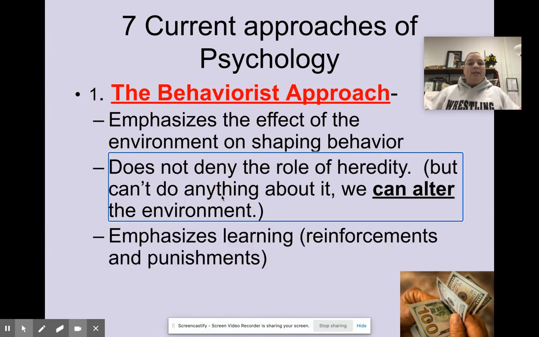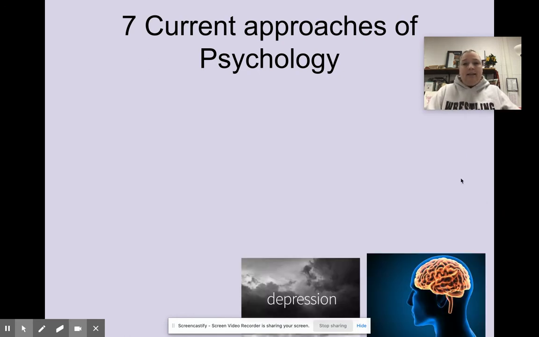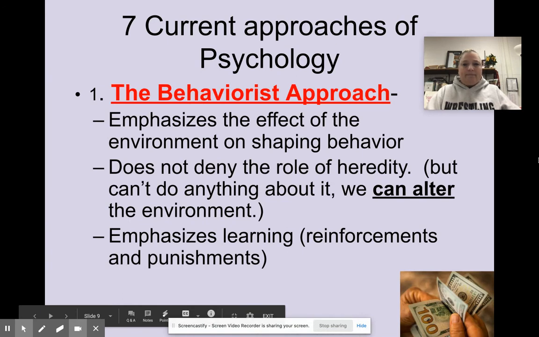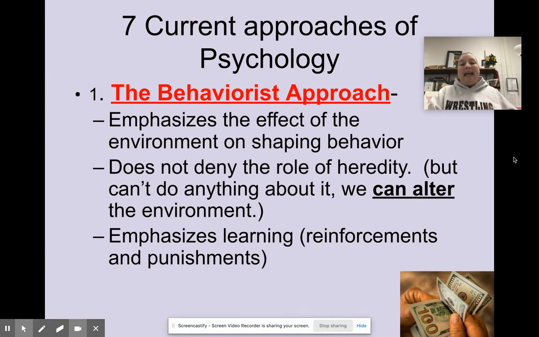Now remember, these people believed that the effect of the environment shapes your behavior. Now, it doesn't deny the role of heredity, obviously. But you can't do anything about that. We can alter the environment. We can't alter our heredity, who our parents are. It emphasizes learning by using reinforcements and punishments.